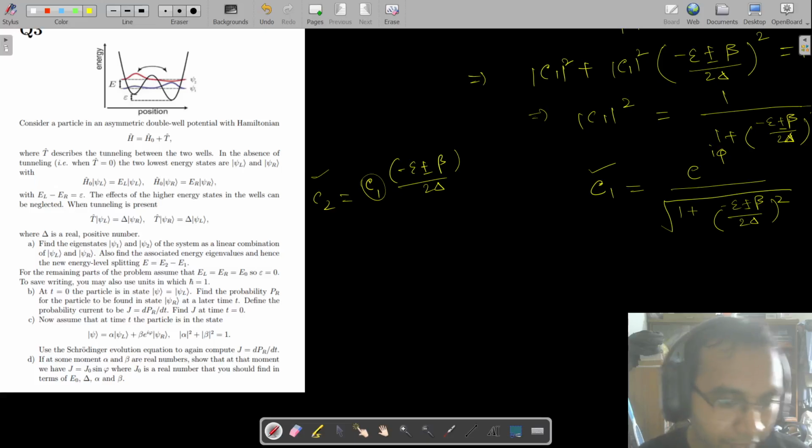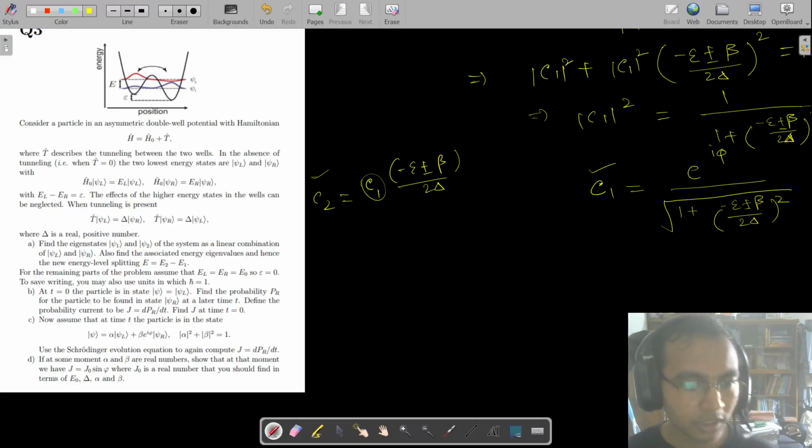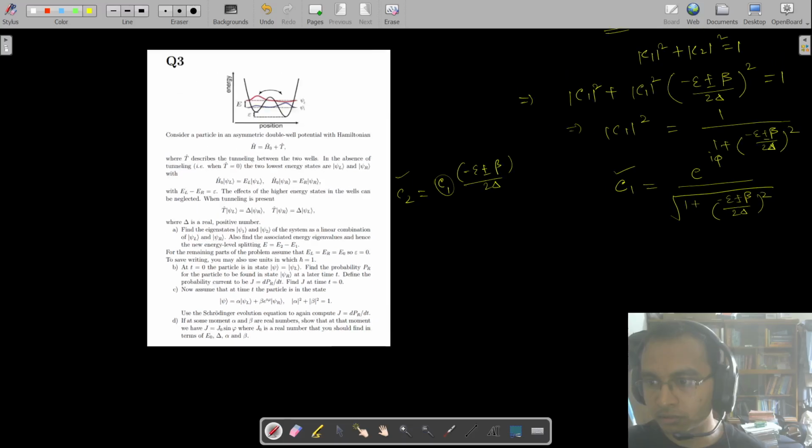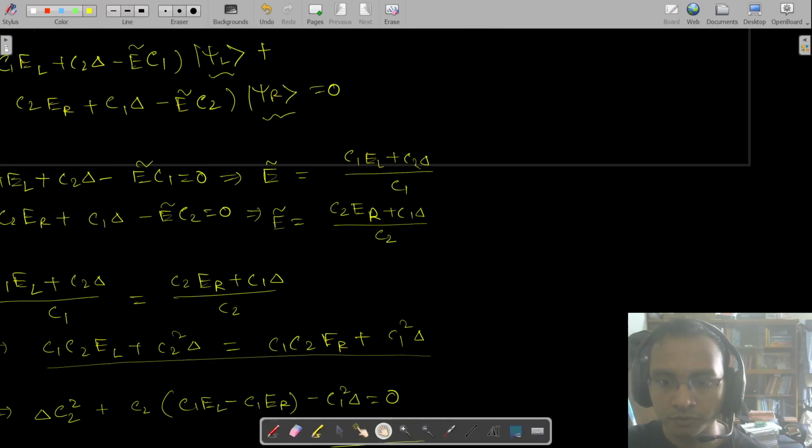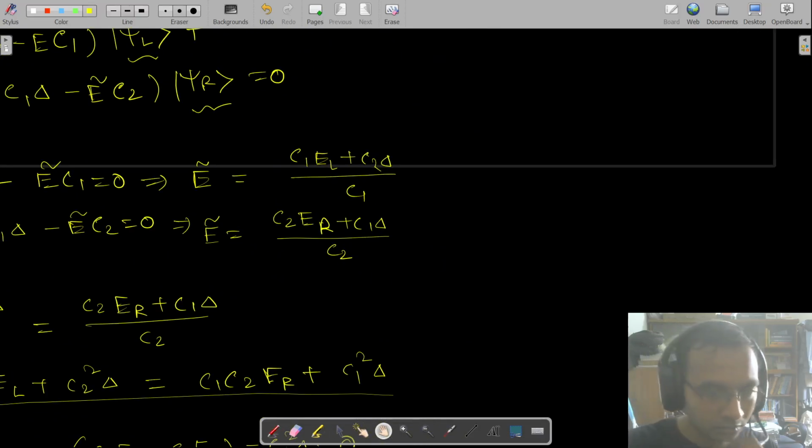So we still have to find out the energy eigenvalues and the energy level splitting. In order to find the energy eigenvalues, we have to go through the expression of energy in terms of C1 and C2 here. We can use either of these. Let's use the first one.